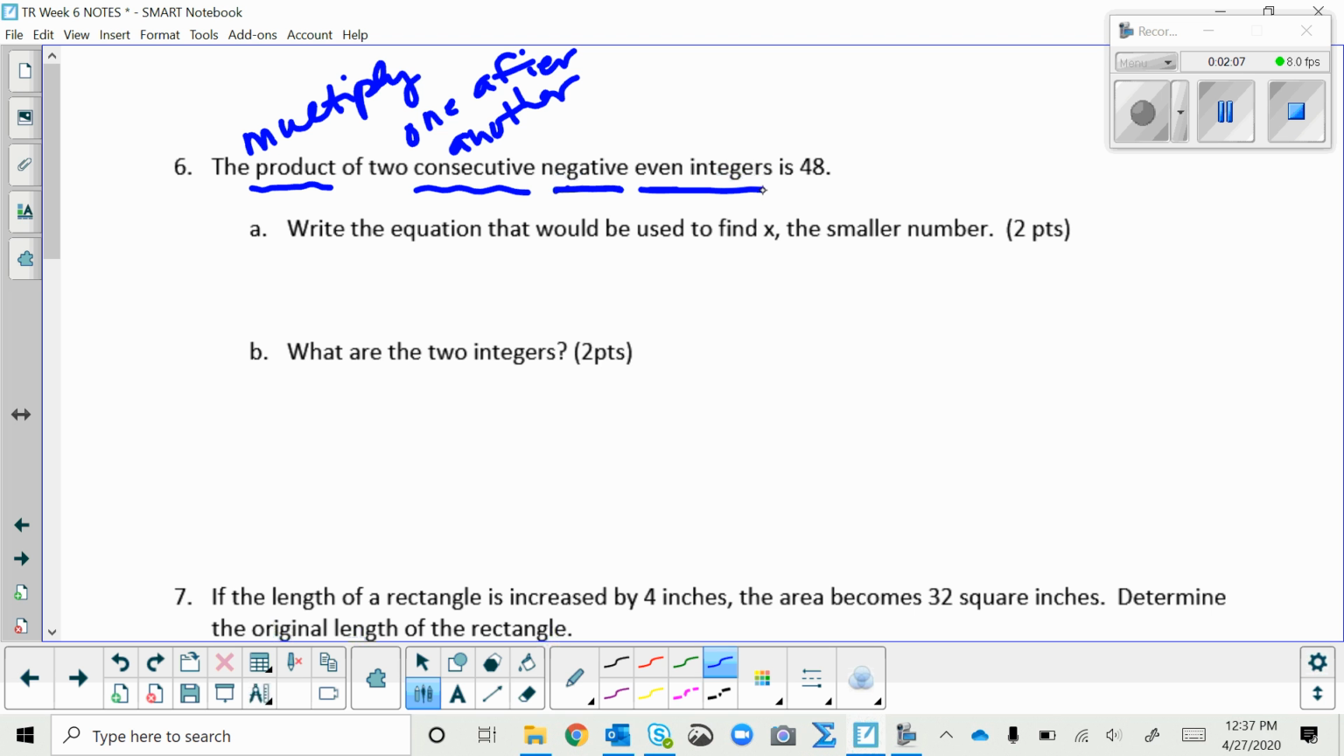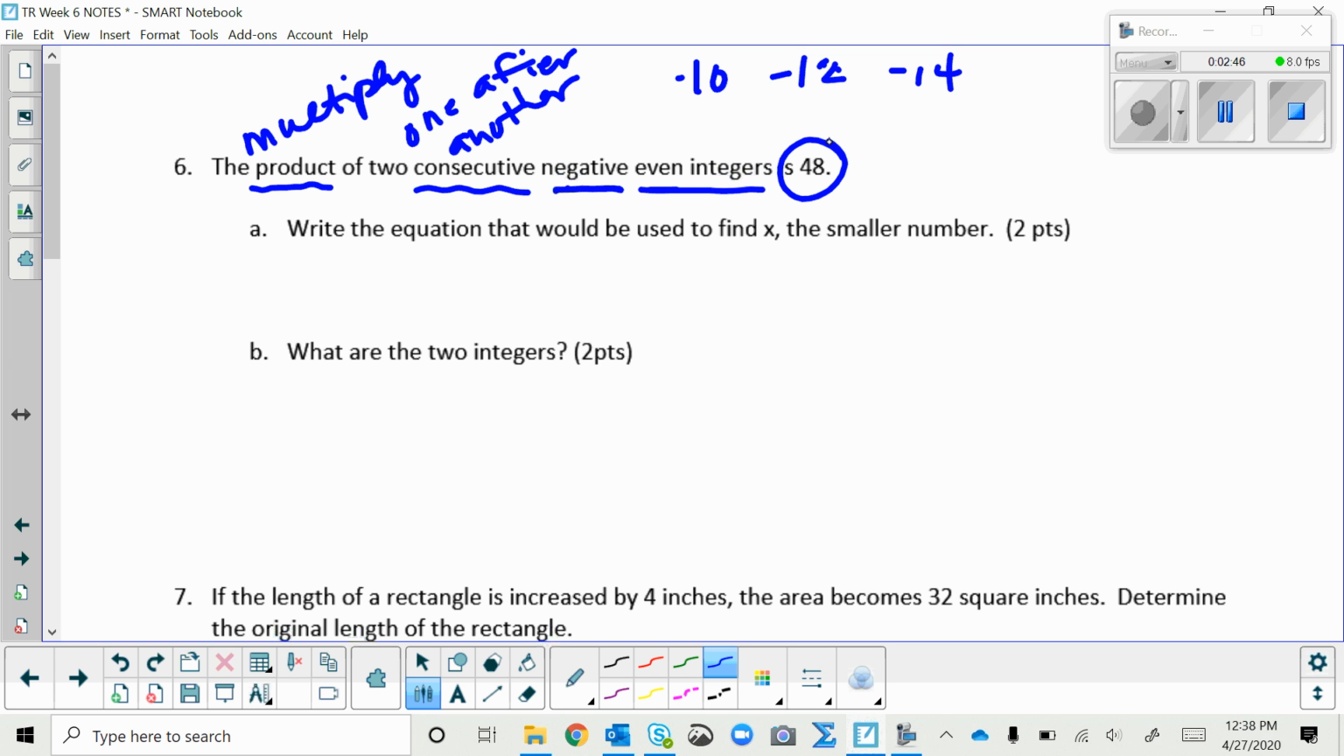What would be consecutive negative even integers? If I told you -12, what 2 answers would be consecutive with -12? -10 would, right? Because it comes right before. But you also might have thought of -14 because it comes next. So this is what we're trying to find in this problem. 2 consecutive negative even integers whose product is 48. That means when you multiply them together, you get 48.